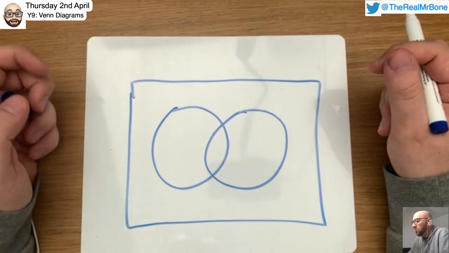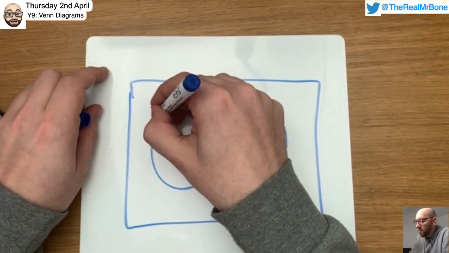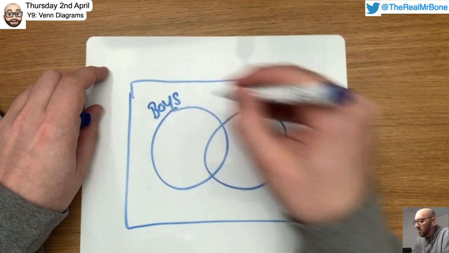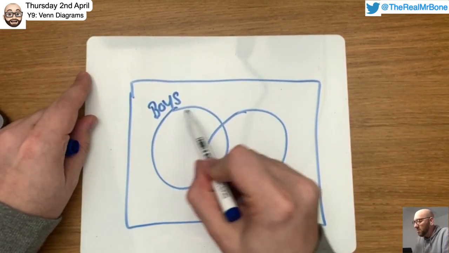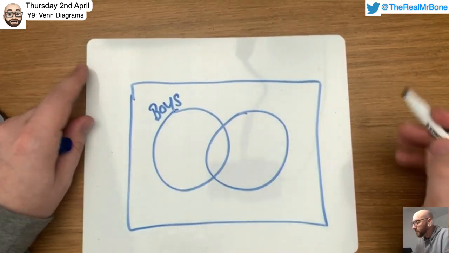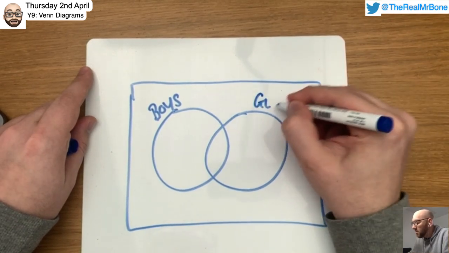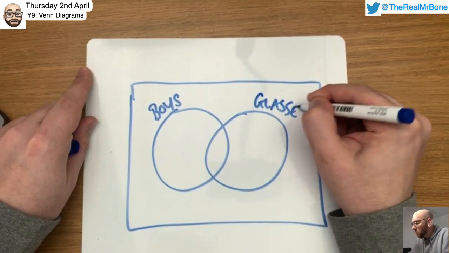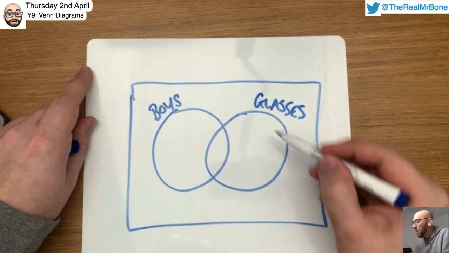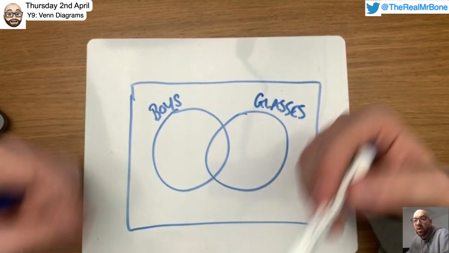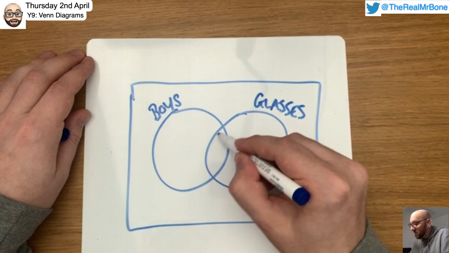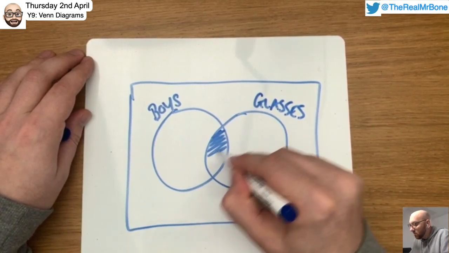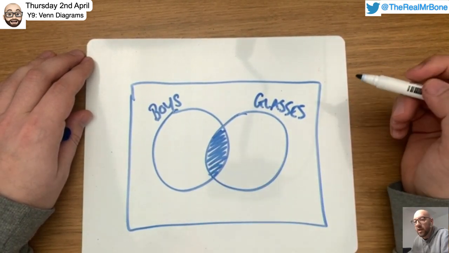Now the circles are just grouping people together. So for example, over here we might have some boys. If you are a boy, you would be standing inside this circle. And if you wore glasses, you would stand in this side of the circle. And of course, if you are just like me and you are a boy who wears glasses, you would be standing inside both circles. We would be in this kind of section here.